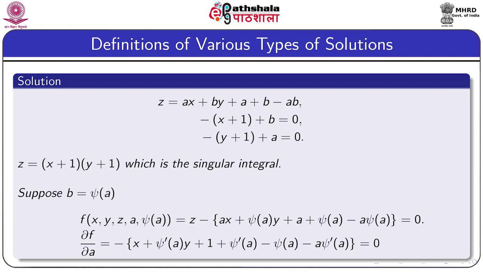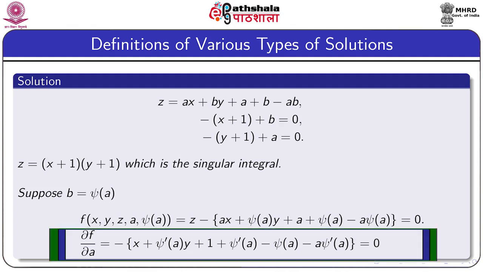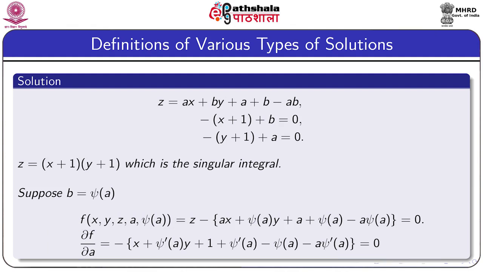So, to obtain the envelope of the one parameter system where a is the parameter, we have to solve f equals 0 together with del f del a equals 0. The expression for del f del a is written here. So, now we have to solve f equals 0 and del f del a equals 0, and we have to find that integral which passes through the origin.